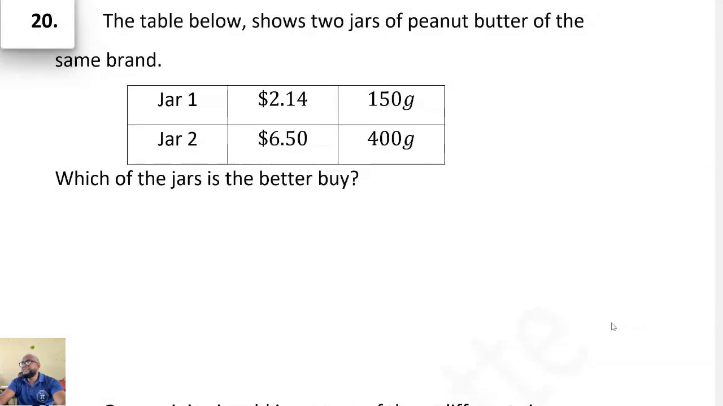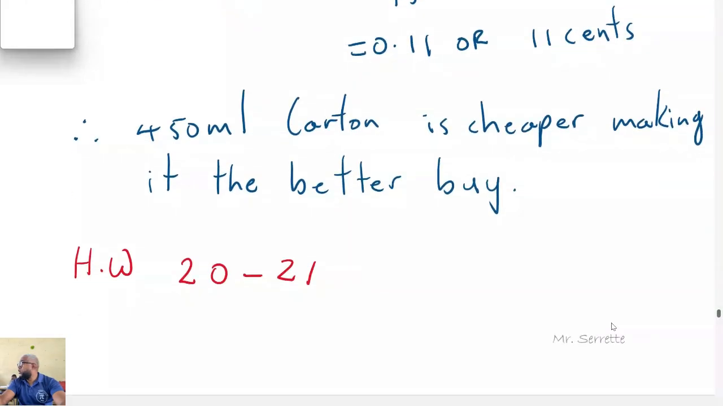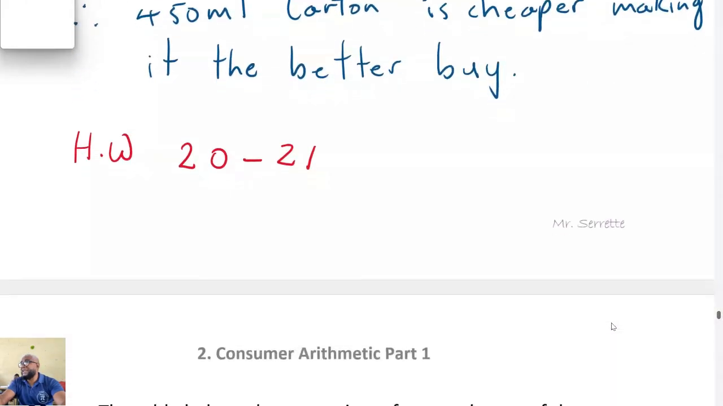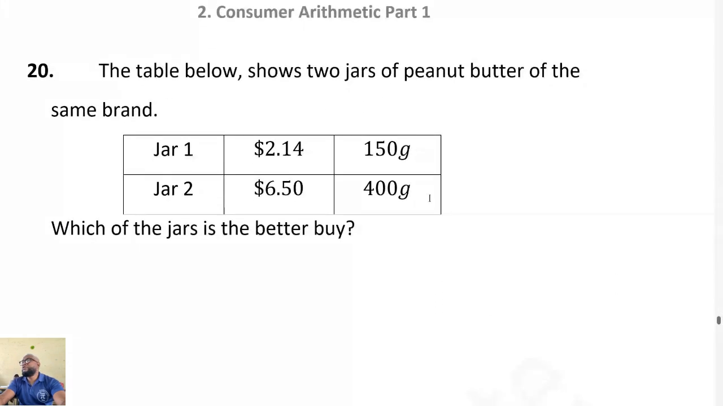Okay, so yesterday we were looking at better buy. We looked at these questions here. Your homework was number 20 and 21. The table below shows two jars of peanut butter of the same brand. Jar 1 would be $2.14, and this jar has 150 grams in it. Jar 2 is $6.50, which contains 400 grams. Which of these jars is the better buy?